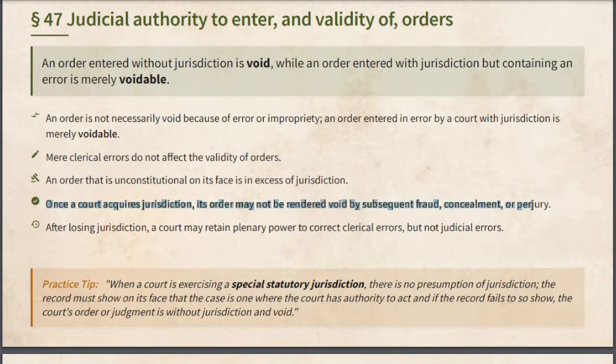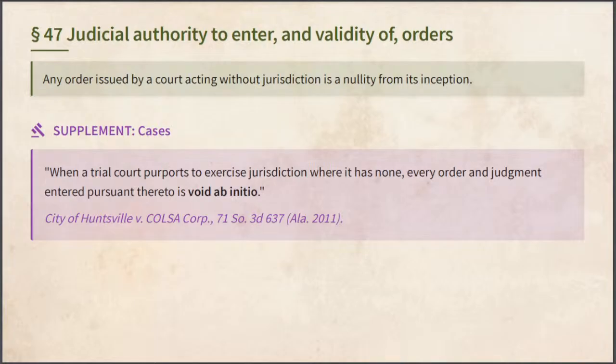Now, this is interesting how they lose jurisdiction. They can't lose it by subsequent fraud, concealment, or perjury. So an order that is unconstitutional on its face seems like the best way to show they're in excess of jurisdiction, and that way they would lose jurisdiction. However, they would have plenary power still to correct any kind of errors in the clerk's record or on the docket, so to speak. So it seems like there are a few different avenues here for making amends. I hope that cleared that up.